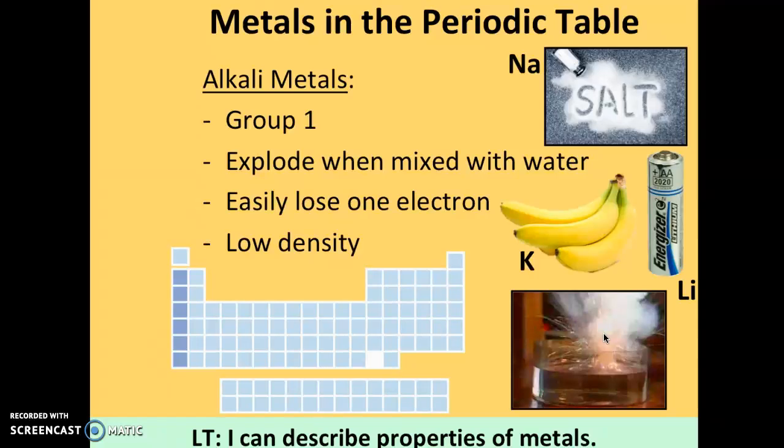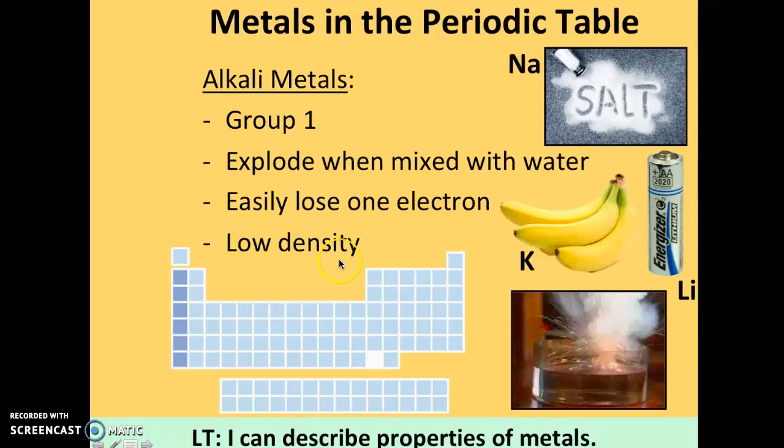So talking about the alkali metals first, that is group 1. They tend to explode when mixed with water. When it says easily lose 1 electron, what that means is that when these elements combine with other elements, they're going to lose 1 electron easily to combine with those other elements to form a compound. And so when it easily loses 1 electron, that means that they're going to combine with other things fairly easily that need 1 electron. And we'll go over valence electrons a little bit later in the unit.